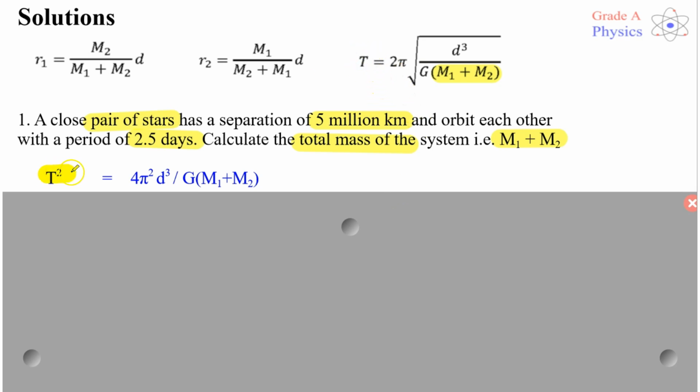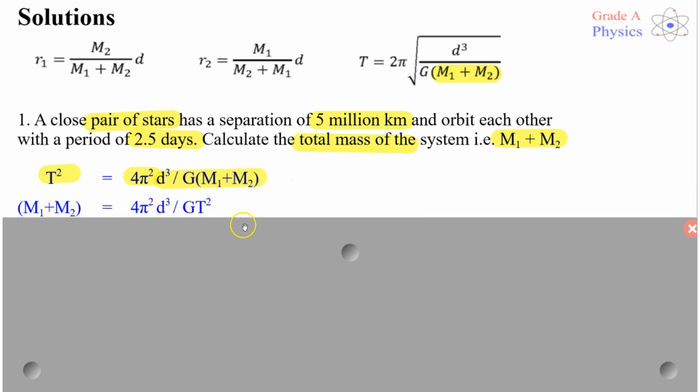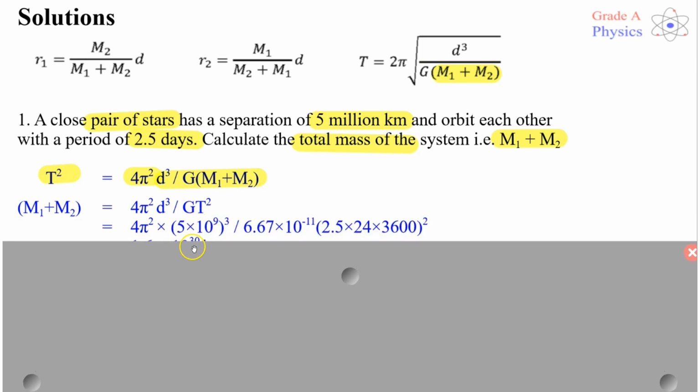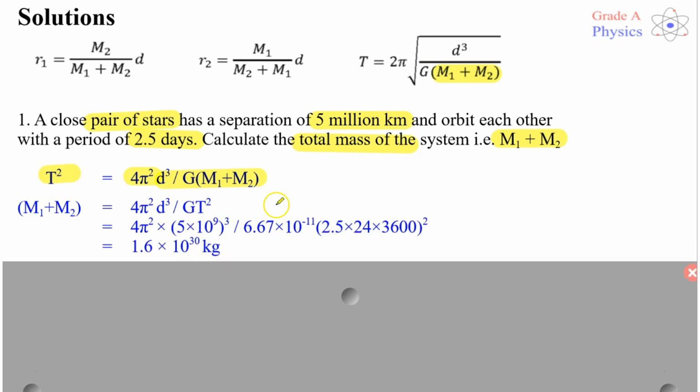So T becomes T squared, 2 pi becomes 4 pi squared, and then we get rid of the square root just to have everything else on its own. And then we can make m1 plus m2 the subject, so just rearrange: take that from the bottom to the top, T squared from the top to the bottom, and then it should be a straightforward substitution. But as we said before, we've got to watch those units.